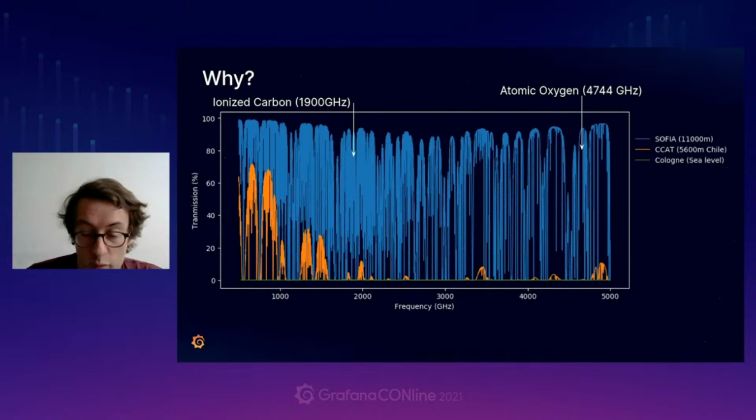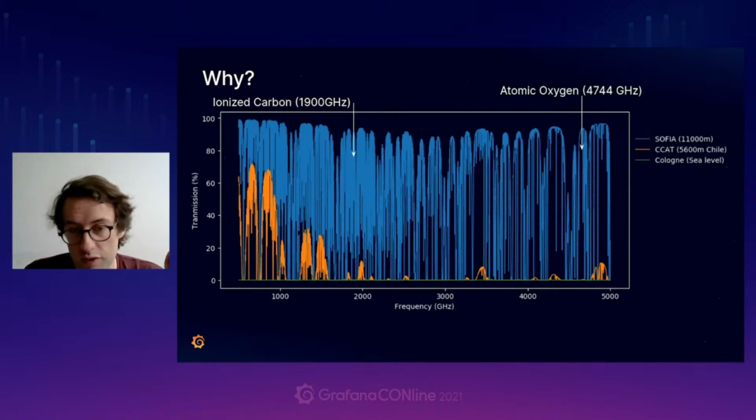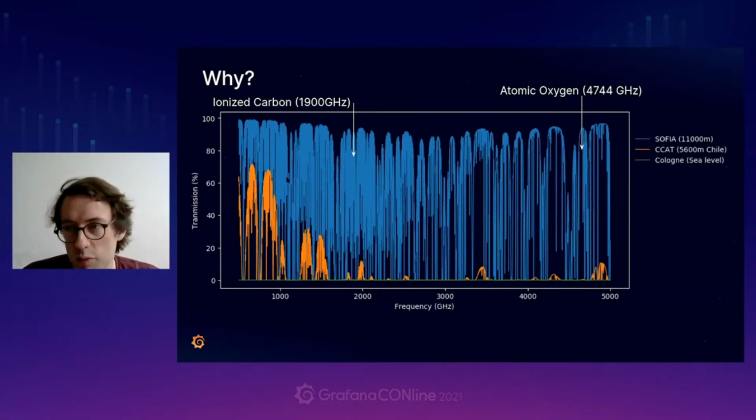For my amusement, I put Cologne at sea level at the bottom here. You can see Cologne from 500 to 5,000 gigahertz has zero transmission on a normal day. Then as you go towards higher mountains in Chile, for example the CCAT observatory, you start to get windows opening in the atmosphere, and people build dedicated instruments to focus on these windows, even right up to 2 terahertz. But you can see these would be the best days at those sites. With SOFIA, you get in your 747, you fly up to 11,000 meters, and then you get access to these frequencies that don't reach the ground.